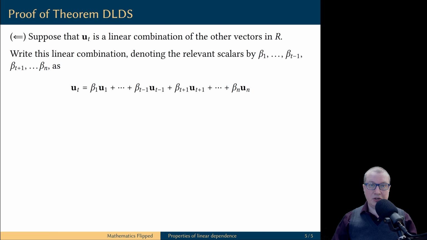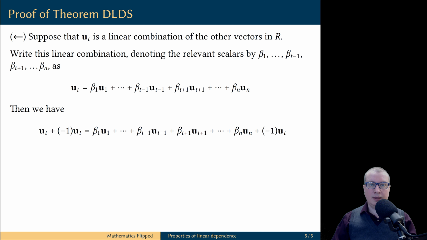So what we do is we write this linear combination expression. We know there exist some scalars, let's call them betas, so that the vector u t is equal to the linear combination of the other vectors in the set R with the given scalars beta. Let's add the vector negative 1 times u t to both sides of this vector equation.